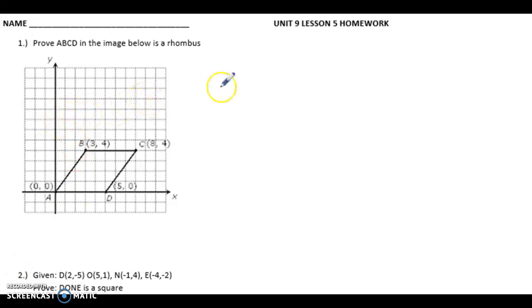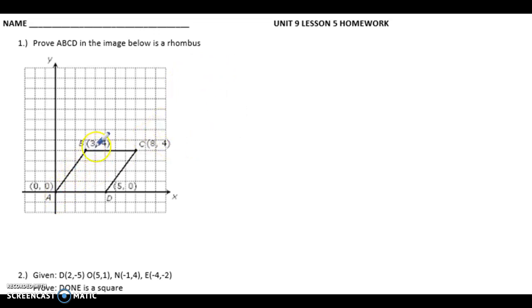All right, we're looking at Unit 9 Lesson 5 homework, and question number 1 says, prove that ABCD in the image below is a rhombus. So if it is a rhombus, first of all, we know that a rhombus is a type of parallelogram, so the first thing I would have to do is prove that ABCD is a parallelogram.